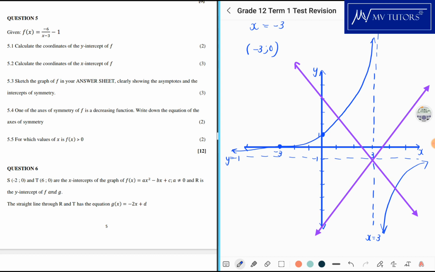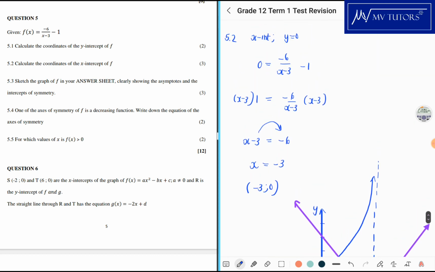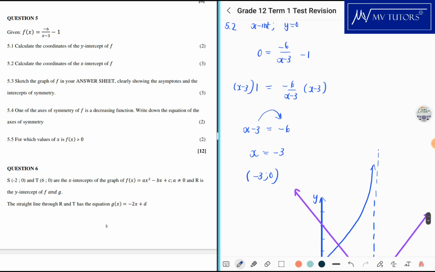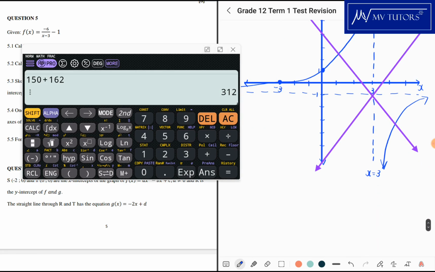If you really cannot draw just by the information of your x-intercepts, y-intercepts, and your asymptotes, please, on your calculator, use the table function. Go to the table function, put in the equation. So we have minus 6 over alpha x minus 3, and then minus 1. Let's start it at minus 5 and end it at 5, in steps of 1. Then you can sketch your graph.